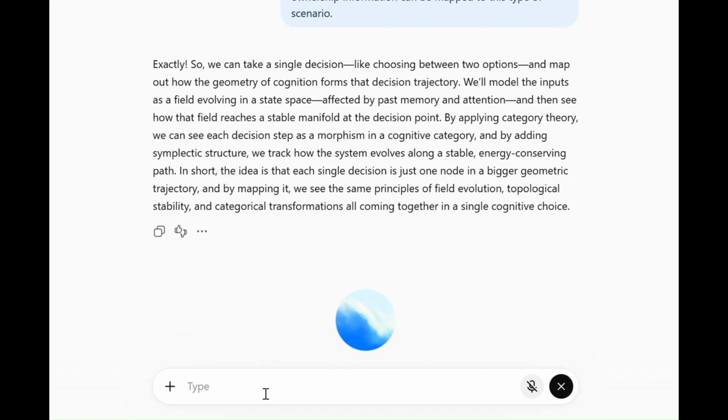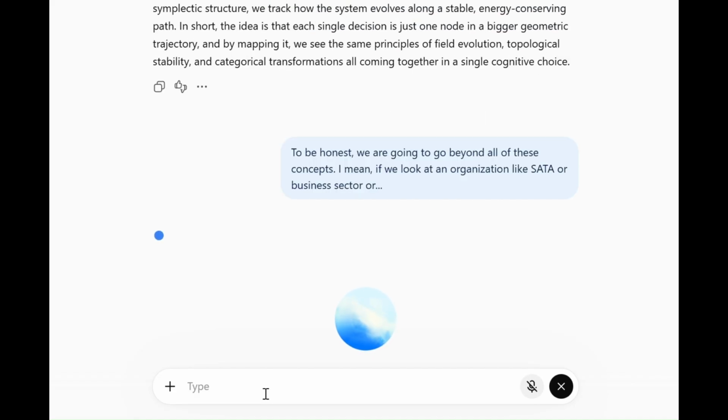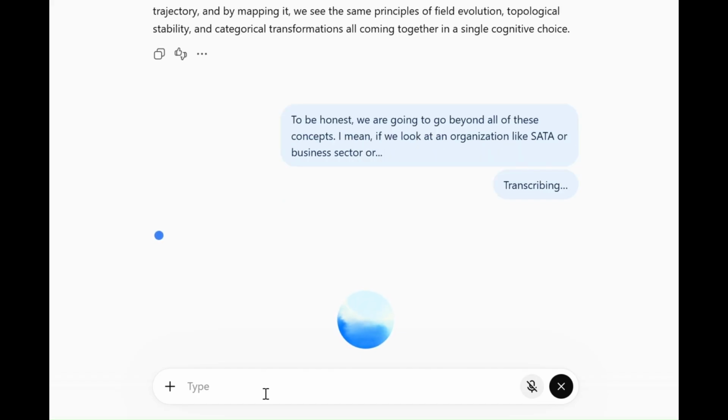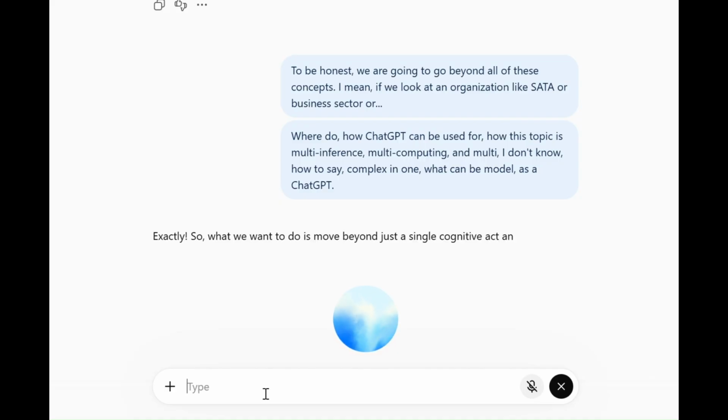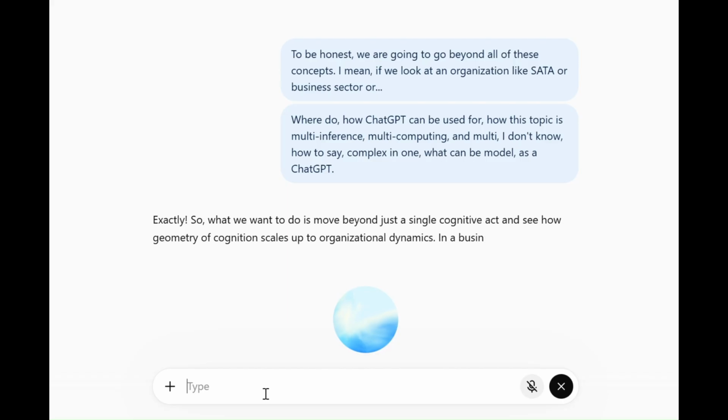To be honest, we are going to go beyond all of these concepts. If we look at an organization like a startup or a business sector or a company, we are going to see how the geometry of cognition can be used, or how this multi-interference, multi-coupling, complex environment can be modeled as a geometry of cognition. Exactly. So what we want to do is move beyond just a single cognitive act and see how the geometry of cognition scales up to organizational dynamics.